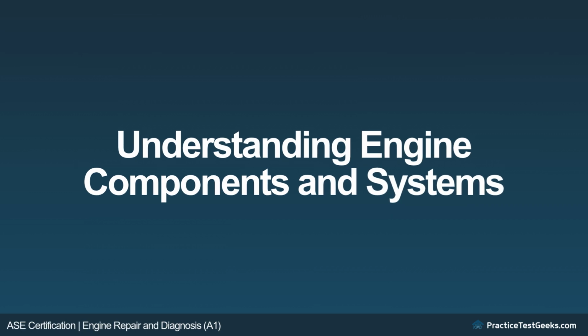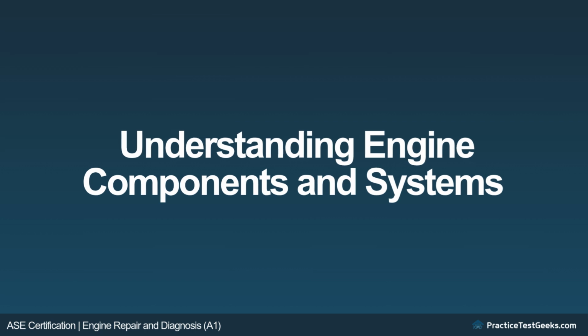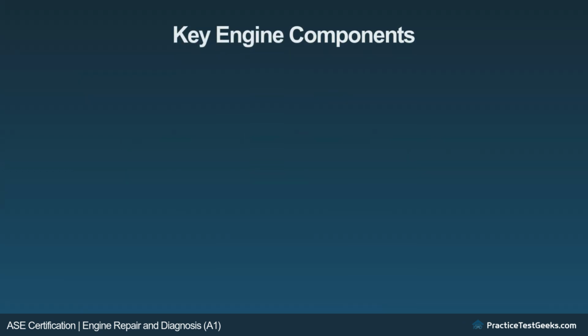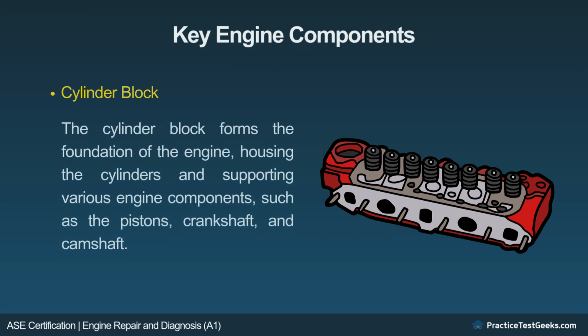Understanding engine components and systems. Automotive engines are complex systems made up of various components that work together to convert fuel into power. Understanding these components is crucial for diagnosing engine problems and maintaining engine performance. Key engine components. Cylinder block.